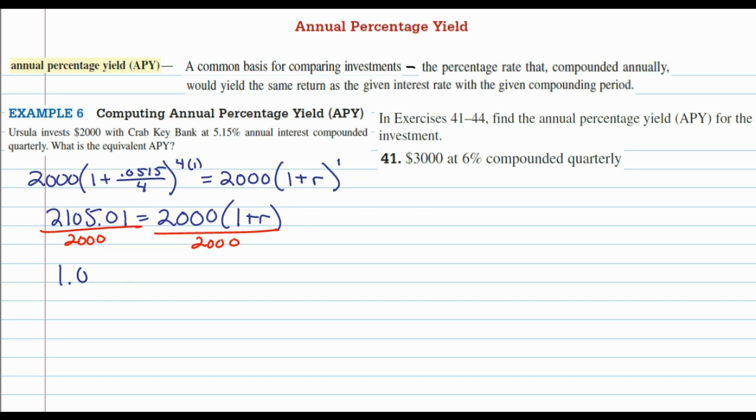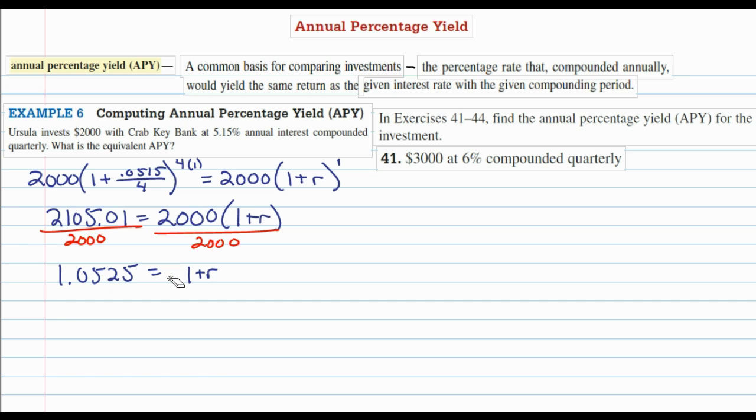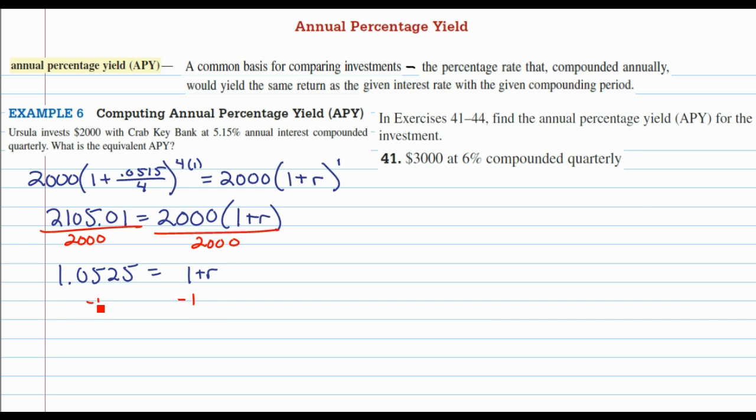So I get 1.0525. Very important to carry this out 4 decimal places, and that equals 1 plus r. So if I subtract 1 from both sides, I get 0.0525 for the r value. Now remember that r value represented a basic interest rate to cover the entire year, no compounding or anything. So from start to finish, she actually ended up in her account with 5.25% more than she started with, because when you compound, you actually gain more interest than just the simple 5.15%.